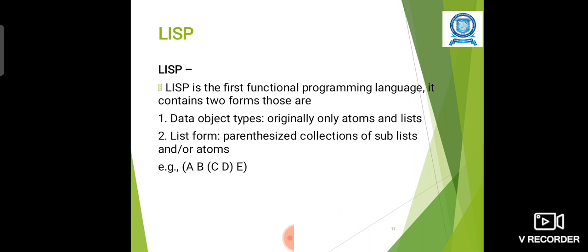Lisp. Lisp is the first functional programming language. It contains two forms. Those are data object types and list form. Data object types are originally only atoms and lists. List form is parenthesized collections of sublists and/or atoms. For example, (A B (C D) (C D G) E).